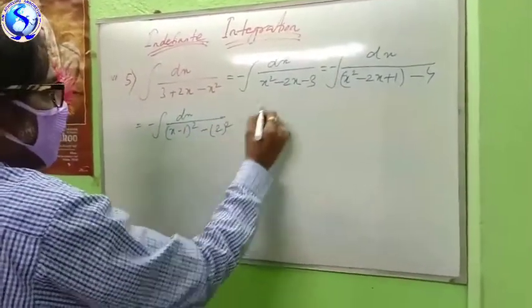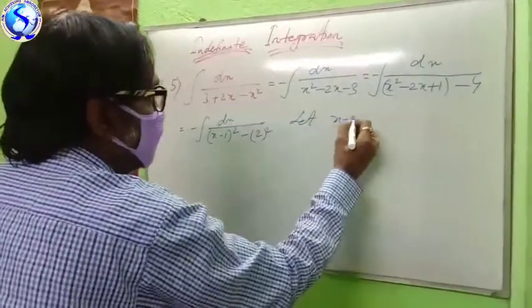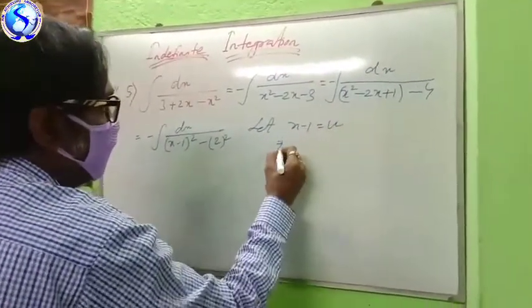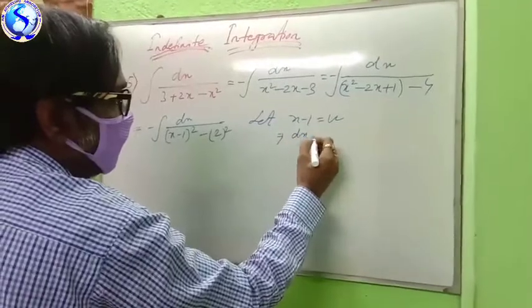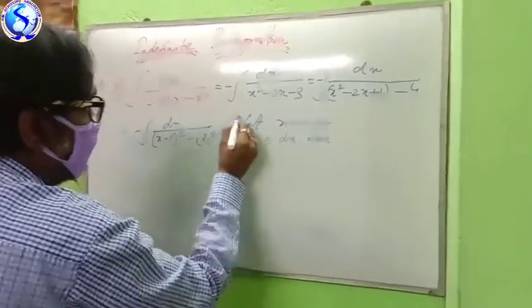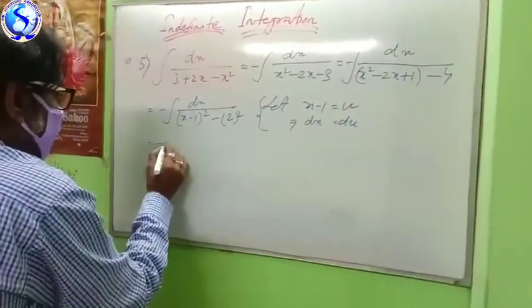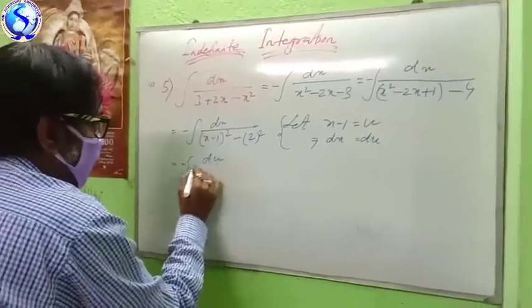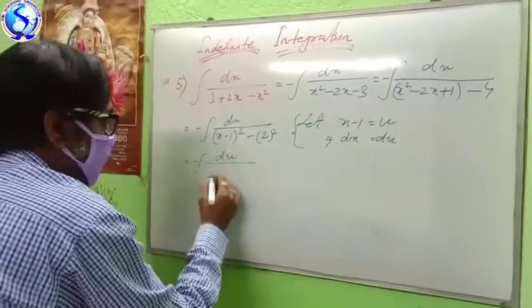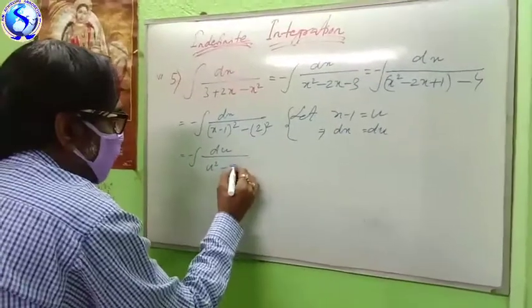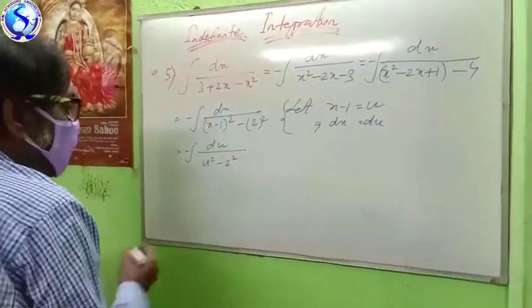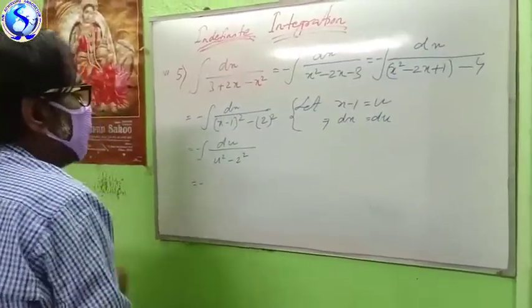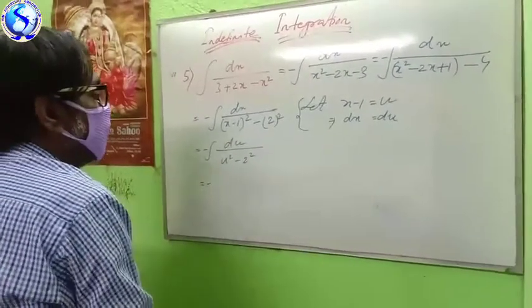Now tell me, let x minus 1 be u. What is the derivative of both sides? dx will be du. Now put the value of dx as du. By substitution, x minus 1 means u, so this is u square minus 2 whole square. See here, which formula do I apply here? The x square minus a square formula.